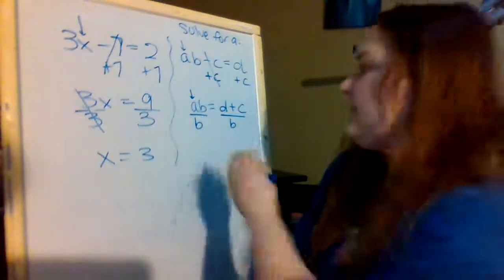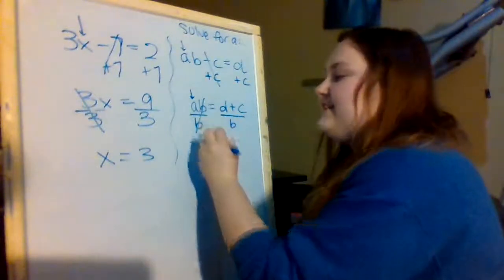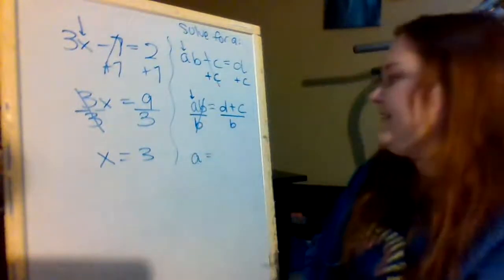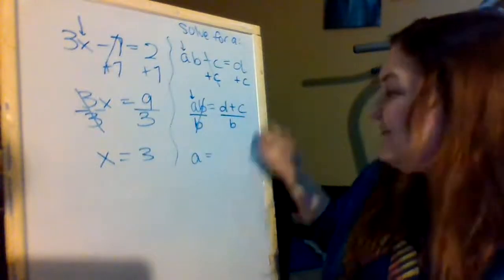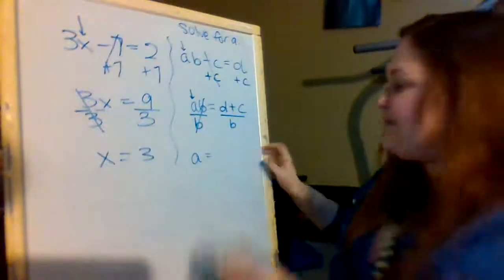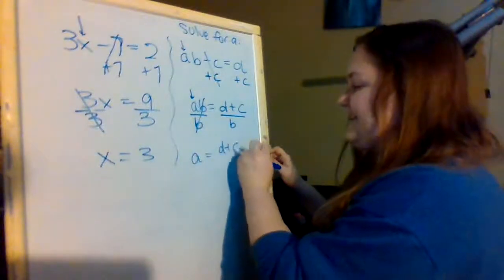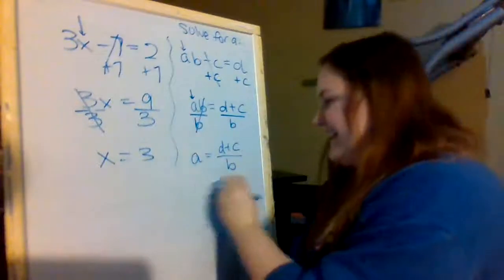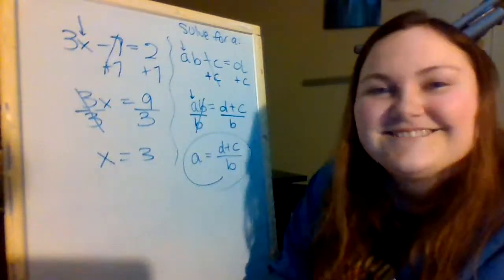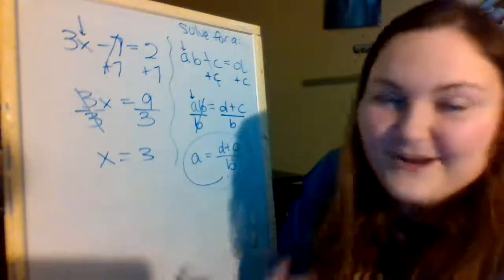After we do that, B divided by B cancels out. We get A equals, this is a bunch of letters, it's a bunch of variables. We can't do any of that math. So A just equals this beautiful fraction, D plus C divided by B. And ta-da! That's solving literal equations.